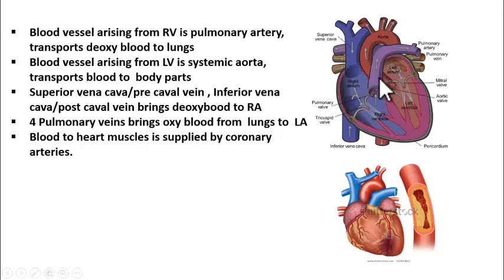Got it? Now blood vessels connected to the right atrium. So there are 2 blood vessels, superior vena cava, also called precaval vein, and inferior vena cava, also called postcaval vein. They bring deoxygenated blood from the body parts into the right atrium.